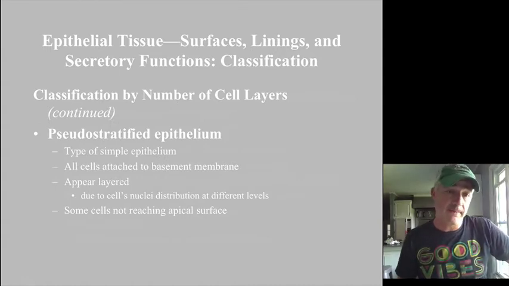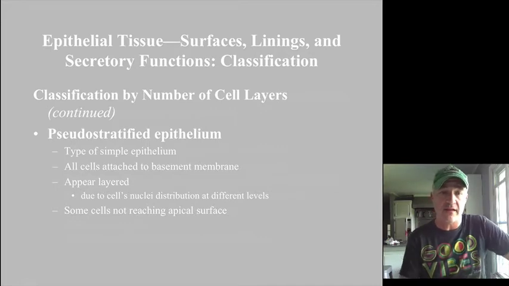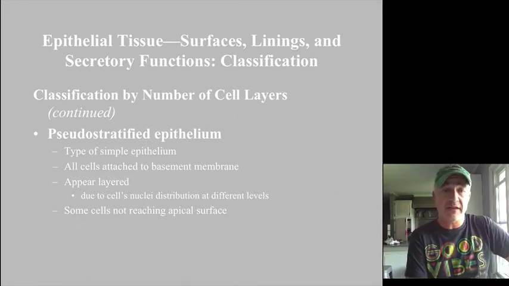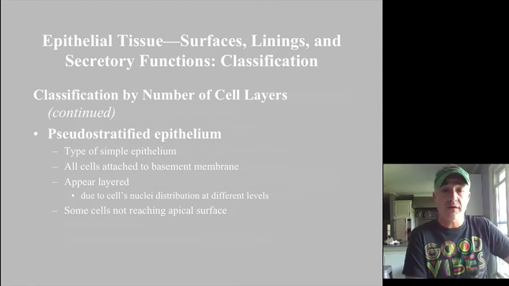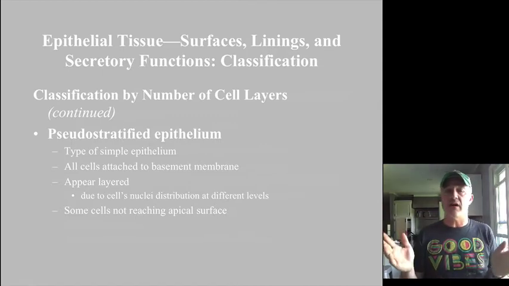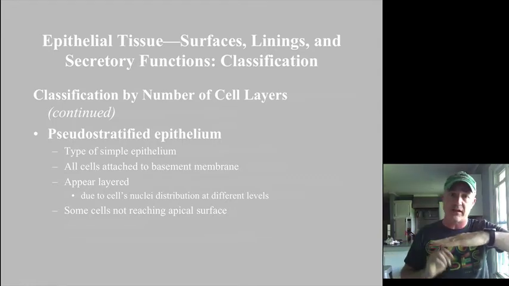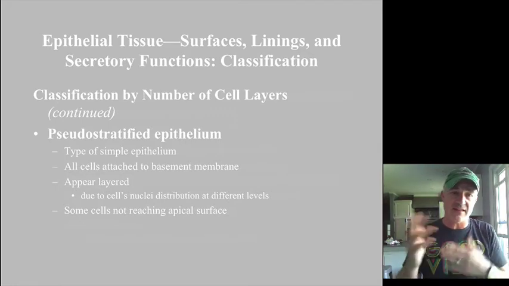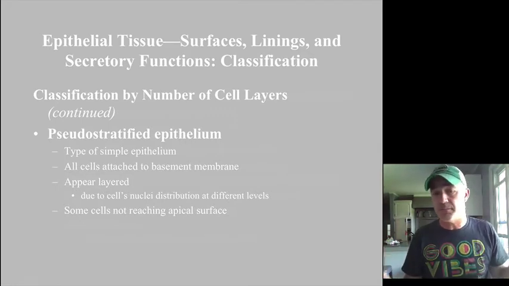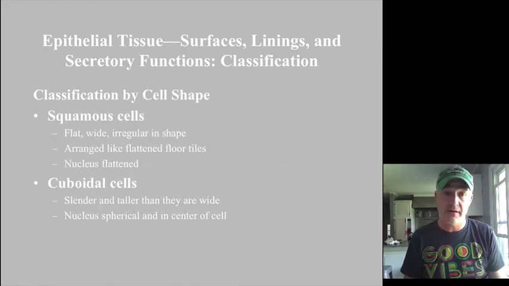There is a kind of weird type here that we'll talk about in more detail when we get to it, and that is pseudostratified. Pseudo means fake, so fake stratified epithelium. What this really has going on here is all the cells aren't the same height. All the cells are in contact with the basement membrane, so in reality there's 1 layer, but all of them are not at the apical surface. What this means is the cells look like they're multi-layered, but they're not. And that is pseudostratified epithelium.